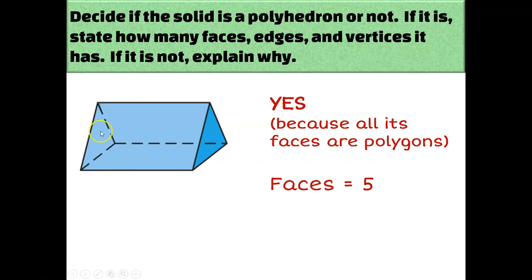There are 3 edges per triangle, so that's a total of 6. And then there's 3 edges that connect each of those triangles, so 3 and 6 gives me a total of 9 edges. And there are 3 vertices on each of my triangles, and that's all the vertices I see, so there are a total of 6 vertices on this polyhedron.